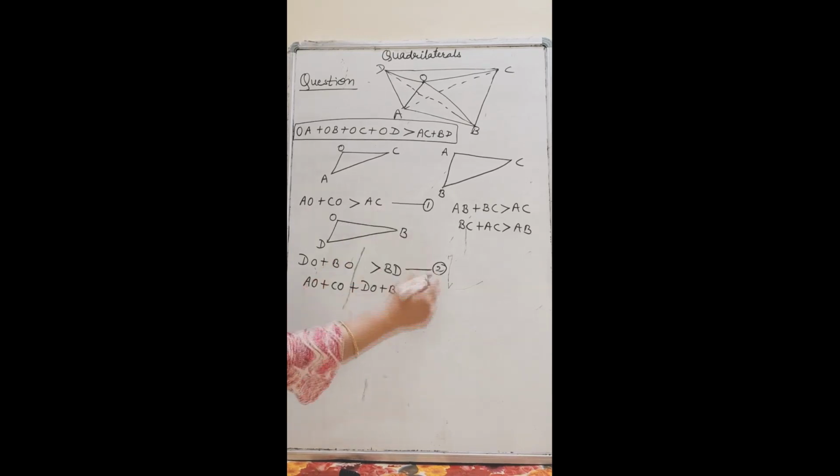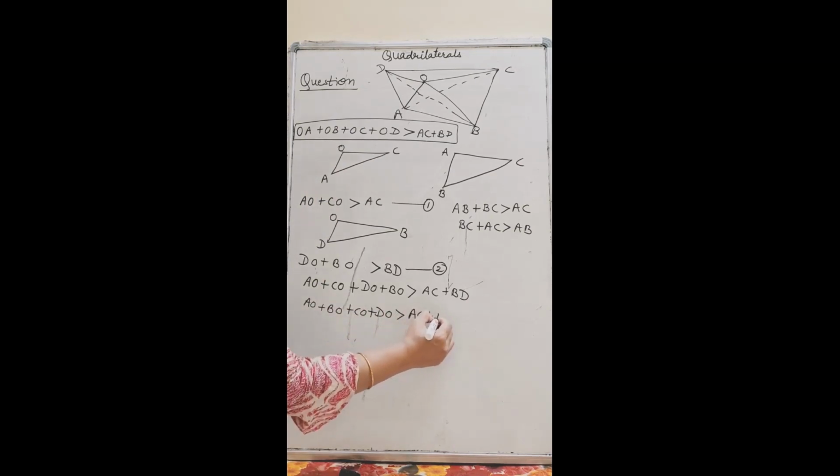Now on the right hand side there is AC and here BD. After that we will arrange this according to this form. So AO, then BO, CO and DO. This is greater than AC plus BD.